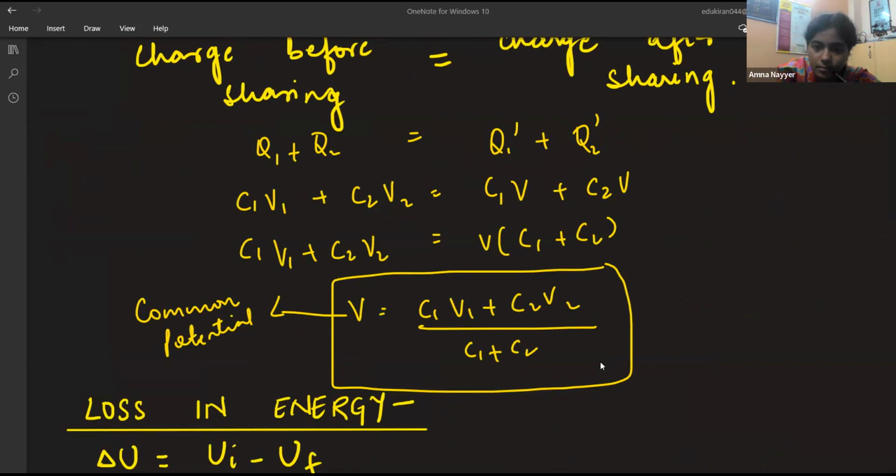And this is the potential after sharing. Yes, Chavez, you're asking something? This common potential is the potential after sharing of the capacitor. Common potential is of the system. If these are the capacitors, so for individual capacitors, the potential has been obtained. This is what the common potential is. Is this what you're asking?